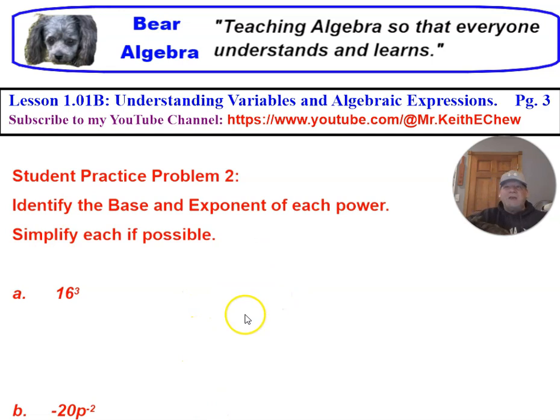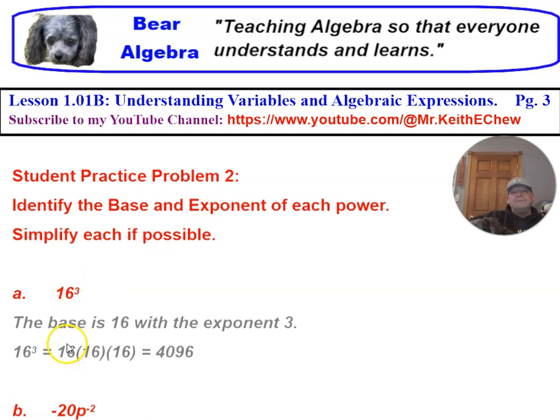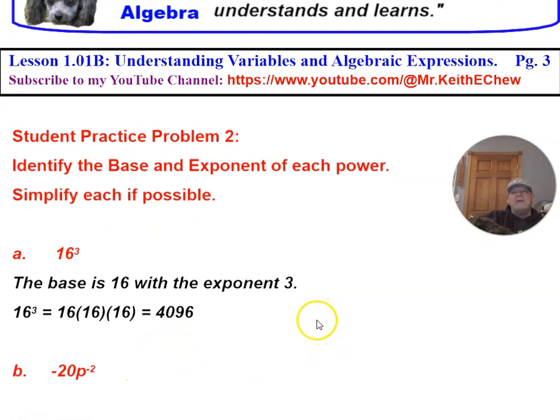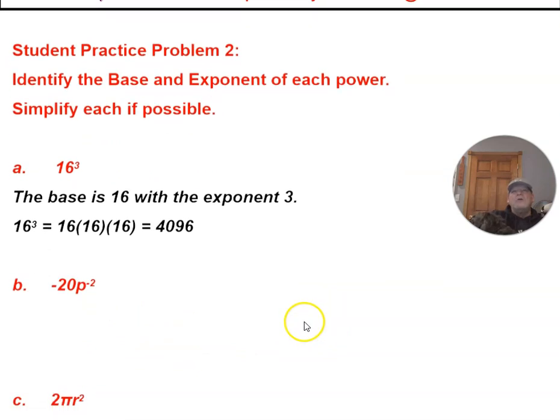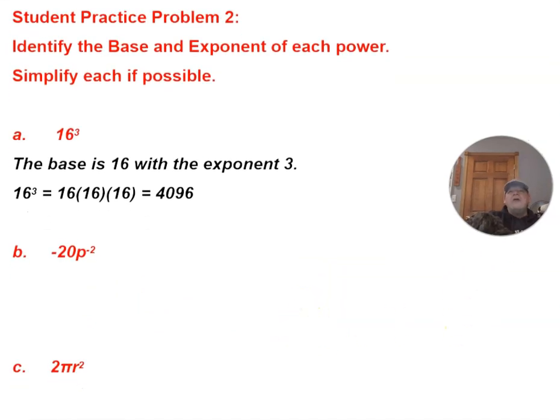So if I have 16 to the third power, we have to identify the base, the exponent, and then simplify it if possible. Okay? So the base is 16, the exponent is 3, and that means 16 to the third power, which really means 16 times 16 times 16, which is 4096. That is the extension when you do even more.